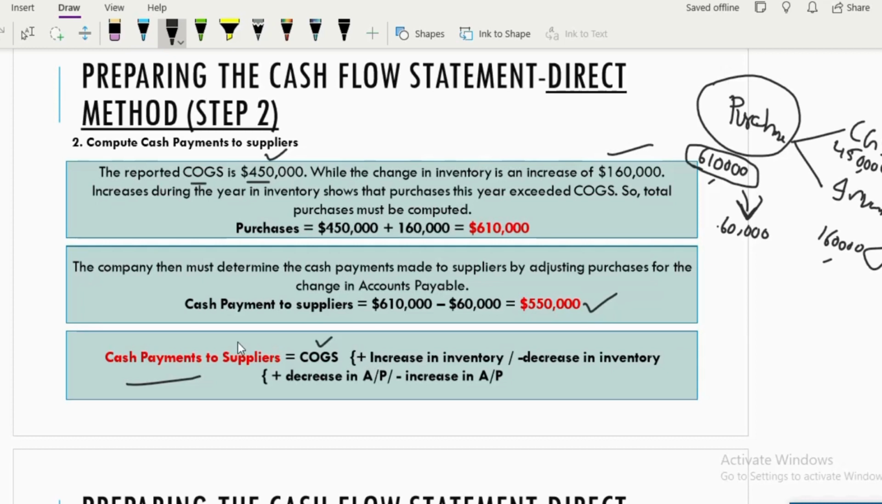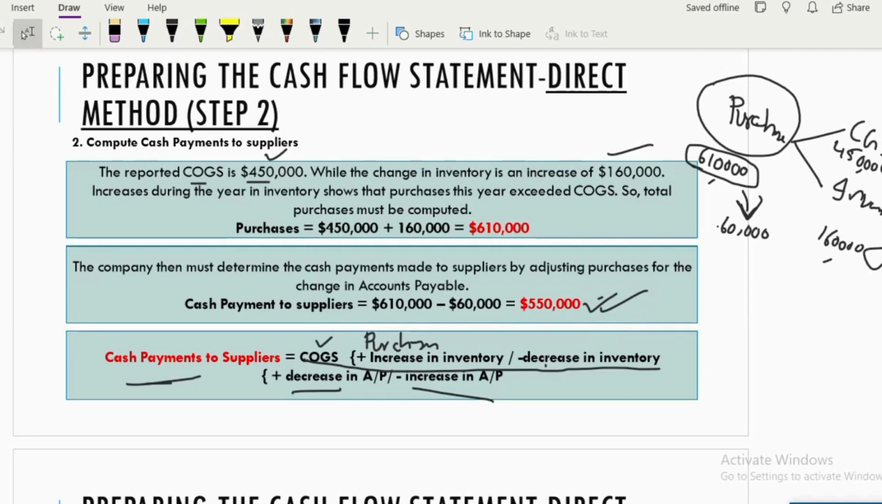If there is a decrease in inventory, minus it. And then check accounts payable. Because by this formula you will get how much purchases you did during the year. Okay, and then how much cash purchases. For that sake, if your accounts receivable are increasing, minus it out of these purchases. If they are decreasing, add it. So this will tell you how much payment you have done to the supplier. So for us it is 550,000.